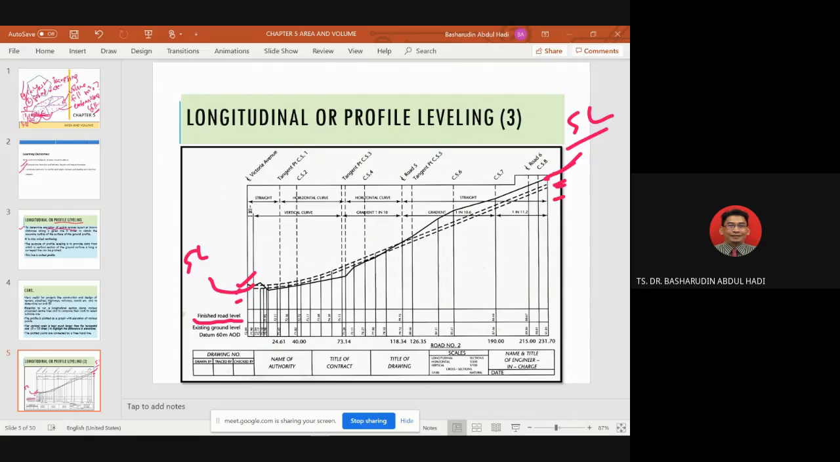So I mean that you want to build up the road at this area, this boundary. So what is the finished road level? You can read from this one, 1, 2, 3, 4, 5, 6, 7, 8, to form the straight line one. Existing ground level means that you have this profile, the dotted line. This one is the existing one.